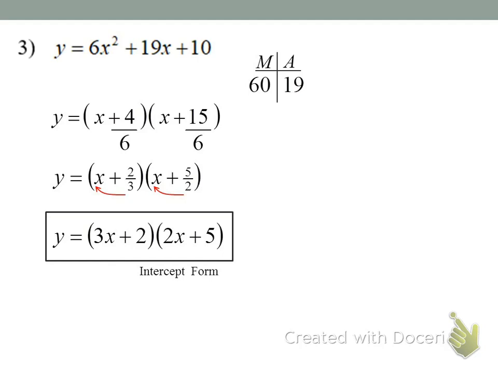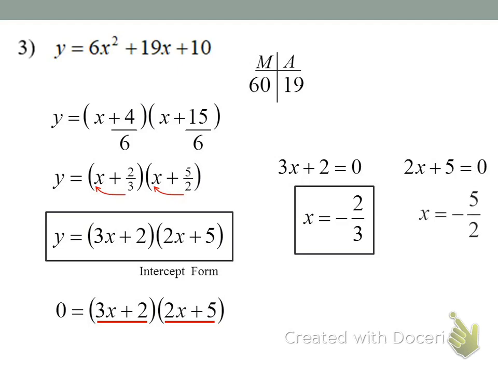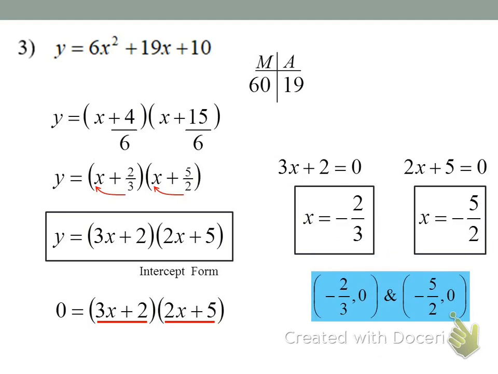Now we're going to use intercept form to find the x-intercepts. We get answers of -2/3 and -5/2, which, just remember, are x-intercepts.